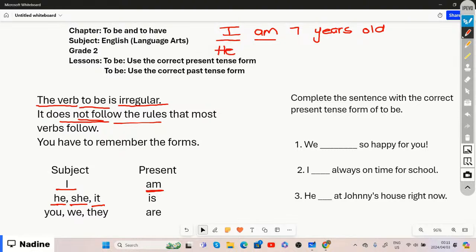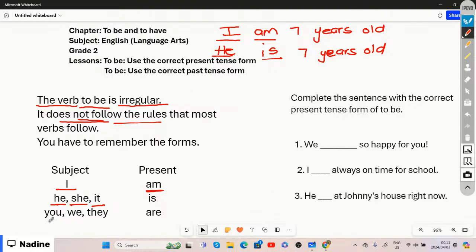He, which is maybe John, he is. So he is the subject, is the verb, and we can say he is 7 years old. Or we can say she is 7 years old. Or we can say it refers to a thing. It is biting the other people, for example, right? So he is, or she is, or it is, right?